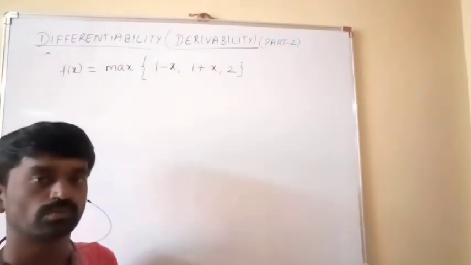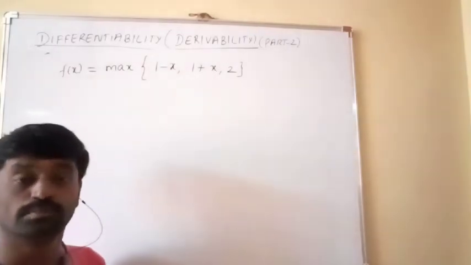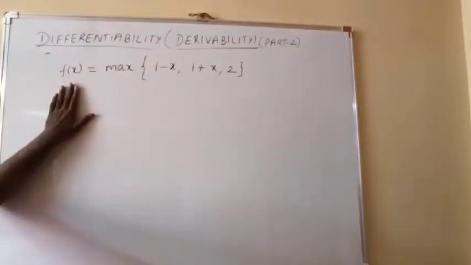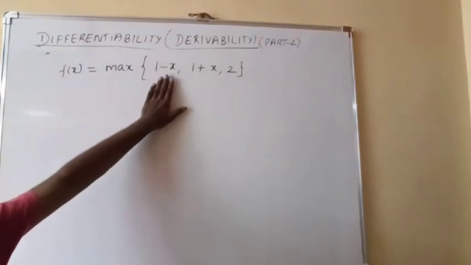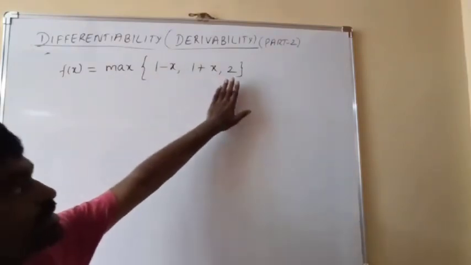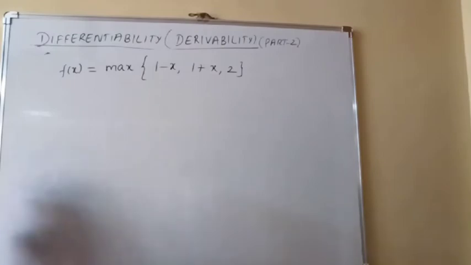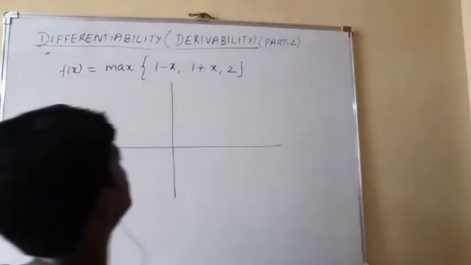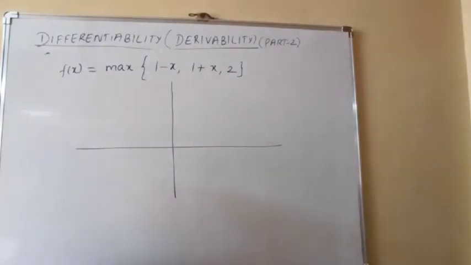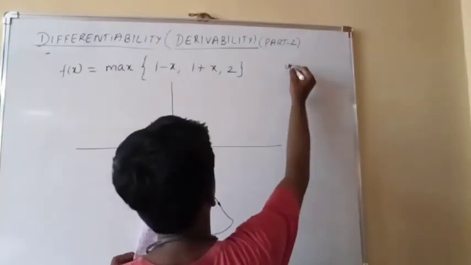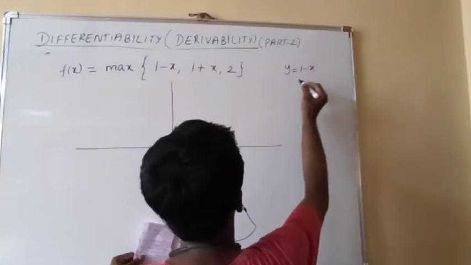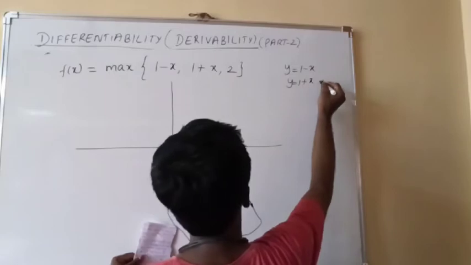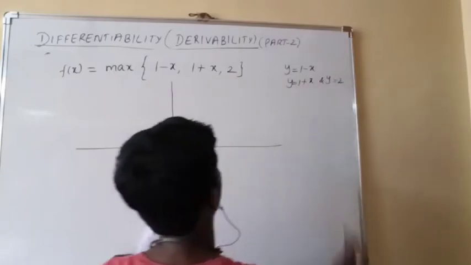To get those points, better draw the graph of f of x. To get the graph of f of x, draw the graphs of 1 minus x, 1 plus x, and 2. First draw the graph of y is equal to 1 minus x, y is equal to 1 plus x, and y is equal to 2. So draw these three graphs first.